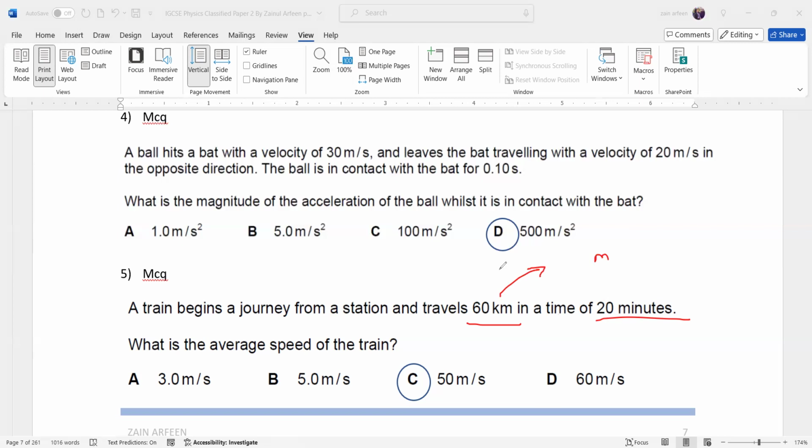We want to convert kilometers into meters. We will multiply by 1,000. So 60 multiplied by 1,000 means 60,000 meters. Time is in minutes, so we have to convert it to seconds. We'll multiply by 60. So 20 multiplied by 60 is 1,200 seconds. The average speed is the total distance over total time. So total distance is 60,000 and total time is 1,200. When we simplify this, 60,000 divided by 1,200, we get 50 meters per second.